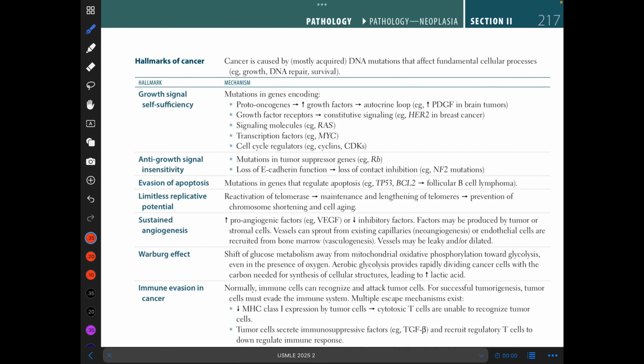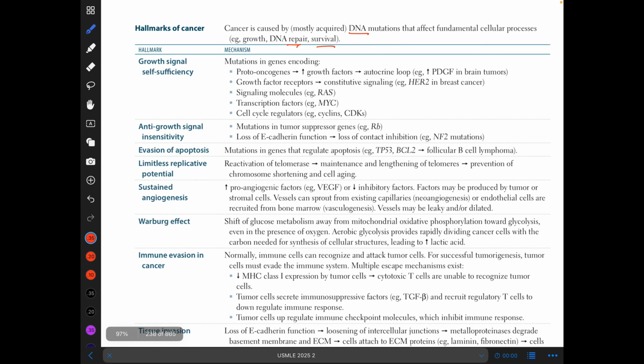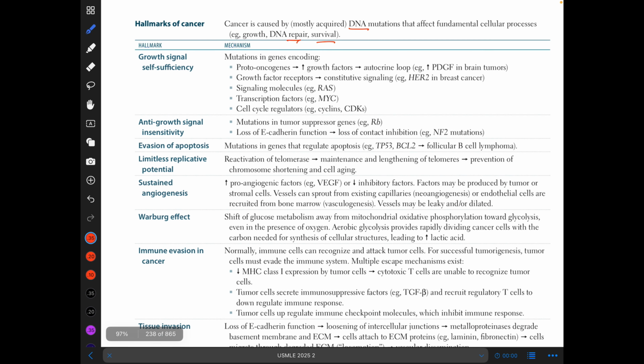Hello everyone, today we are going to start the hallmarks of cancer. Cancer is caused by multiple sequential DNA mutations that affect fundamental cellular processes like growth, DNA repair, and survival. Due to these features, we can differentiate cancer cells from normal cells. They show some hallmarks and features, and we are going to talk about them one by one.